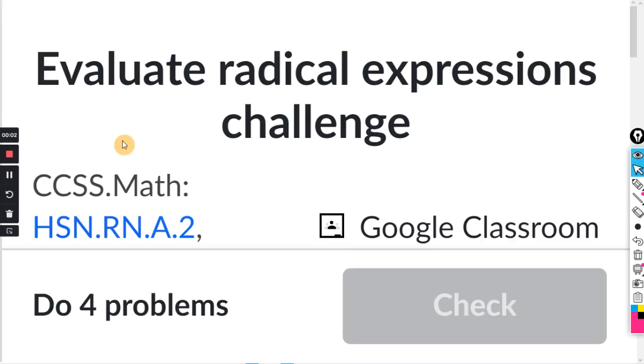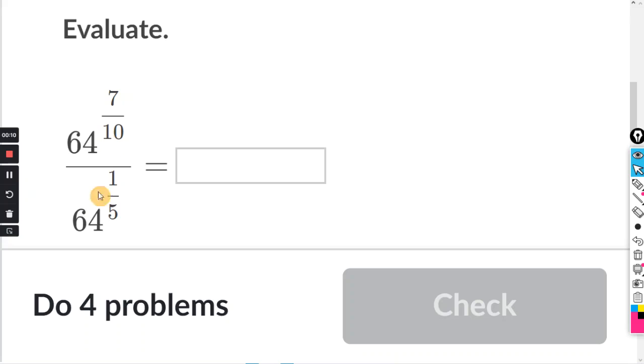This will be for the Khan exercise, Evaluate Radical Expressions Challenge. All right, they want us to evaluate this fraction here. It's going to be a constant number. There's no variables here.